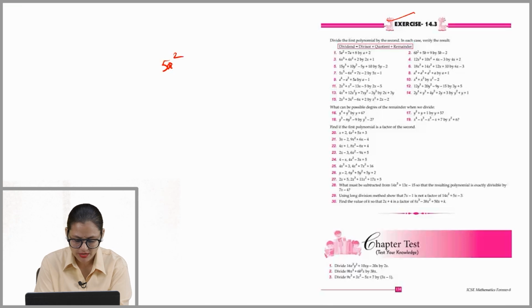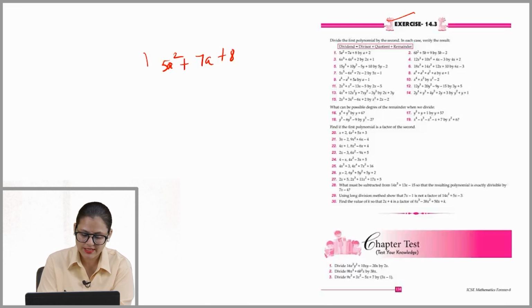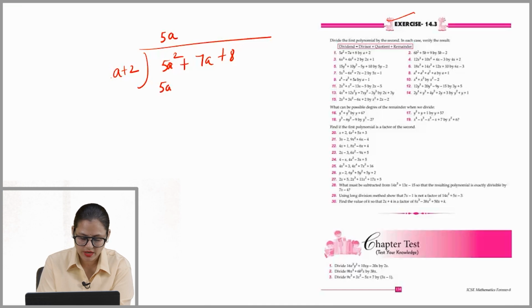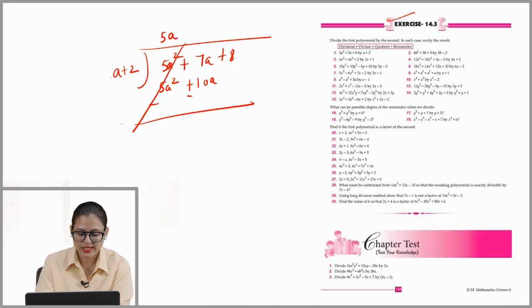5a square plus 7a plus 8, this is the dividend, by a plus 2. So we will multiply by 5a. A into 5 is 5a square. 2 into 5 is 10a, with the sign changed. Now this has become minus 10a. 7 minus 10 is minus 3a, and then we will write 8. Now here there is a negative sign, so we will write negative.